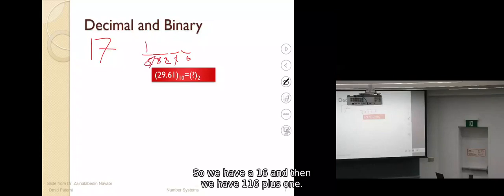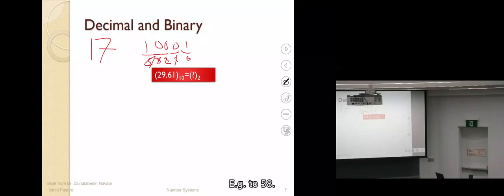So we have a 16, and then we have a 1, 16 plus 1. So we have 1 here, and we don't have anything else. 16 plus 1 is 17. So the other ones are 0, 0, 0. So the binary equivalent of 17 would be 1, 0, 0, 1. Okay?